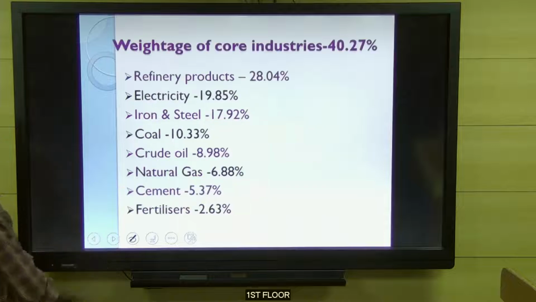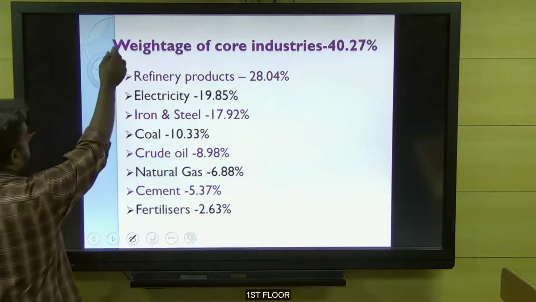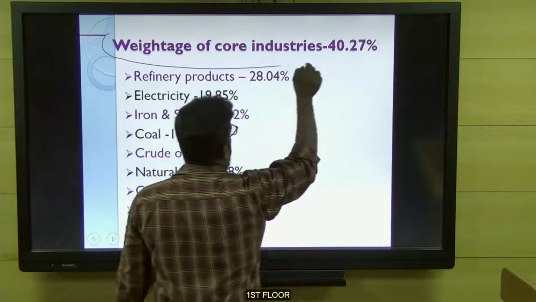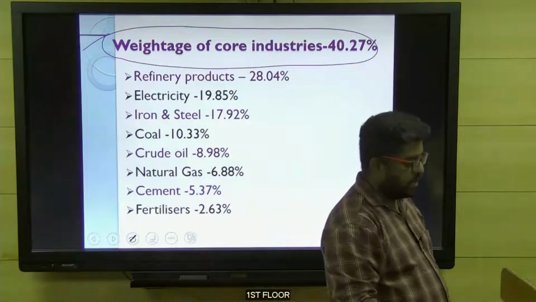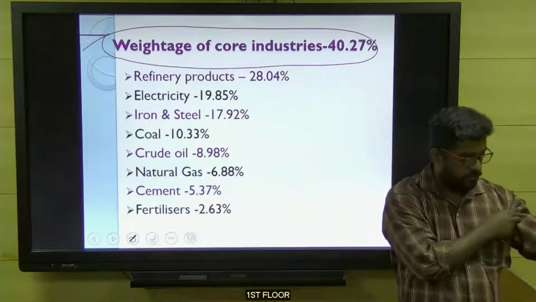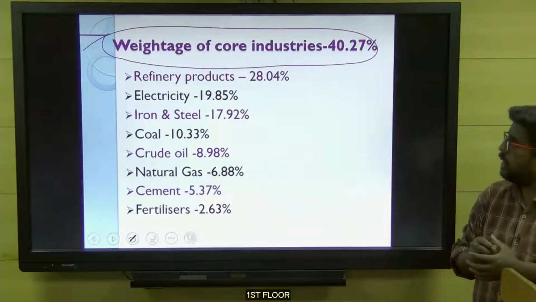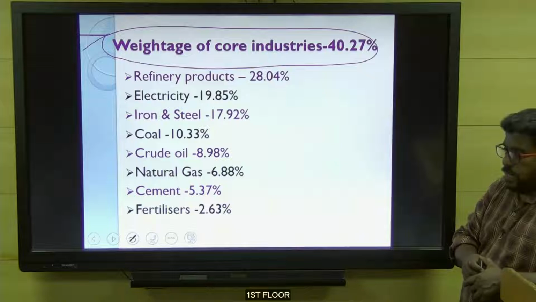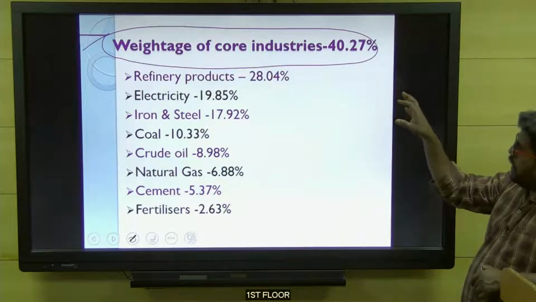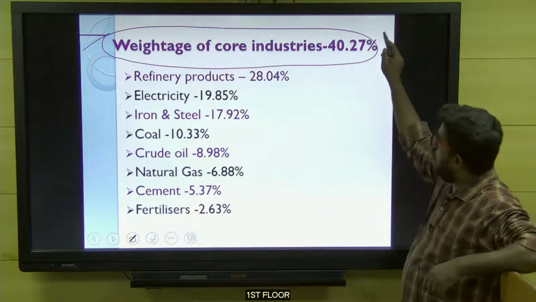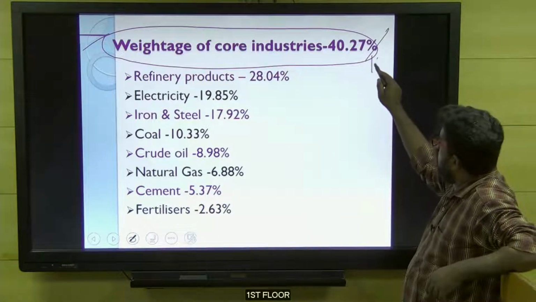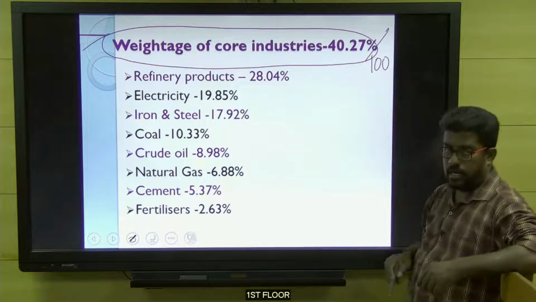Now we can write that it is a weighted average, and within it, core industries got a weightage of 40.27%. Which means, out of an overall weightage of 100, core industries alone occupy 40.27%.